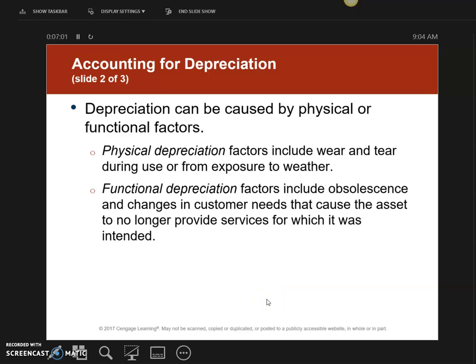And the most important thing in this chapter is understanding what is the cost, what is the book value. We're going to talk about that, and how to calculate the depreciation. Here we're going to talk about how to calculate depreciation, and there'll be a few different ways that we'll talk about.